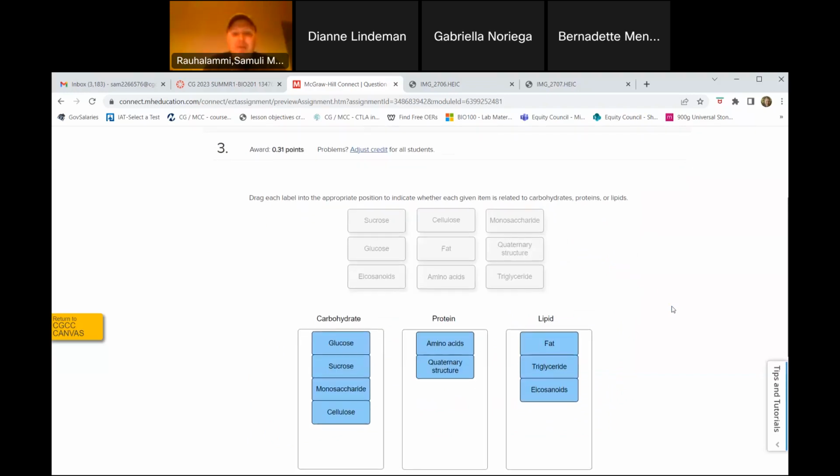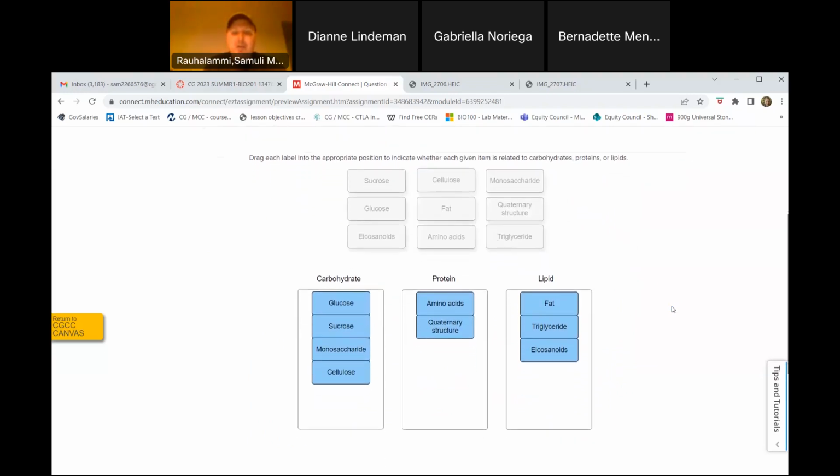Let's have a look at the next question, which asks you again to move these boxes under appropriate headings. So we're having a look at carbohydrates, proteins, and lipids. Examples of carbs would include glucose, sucrose, monosaccharides, and cellulose. These are all really the most accessible form of energy that the body uses. Typically, we always gravitate towards carbs as a source of energy in the body.